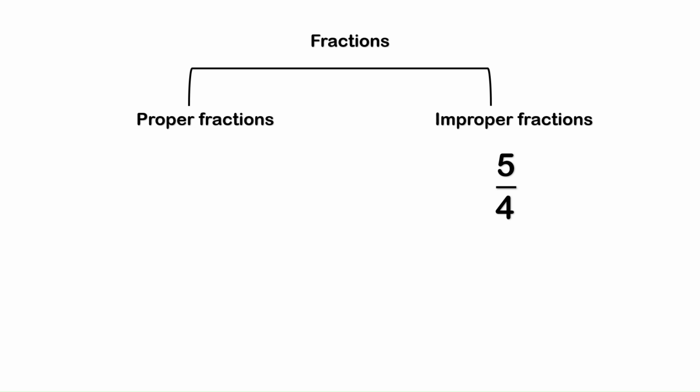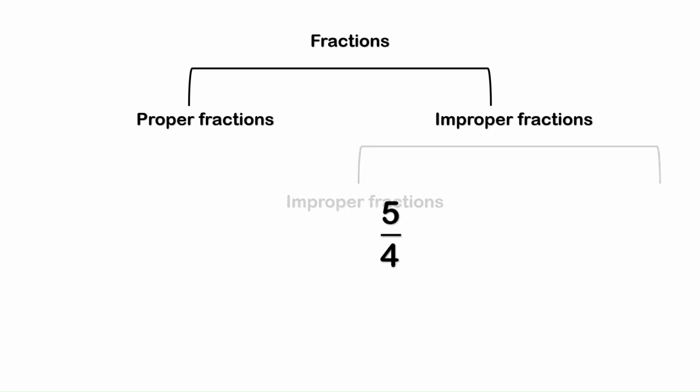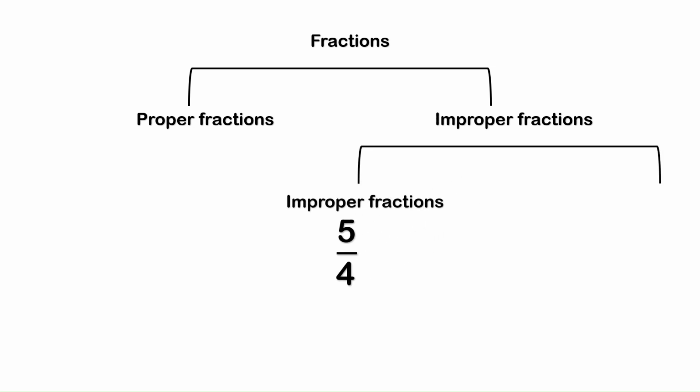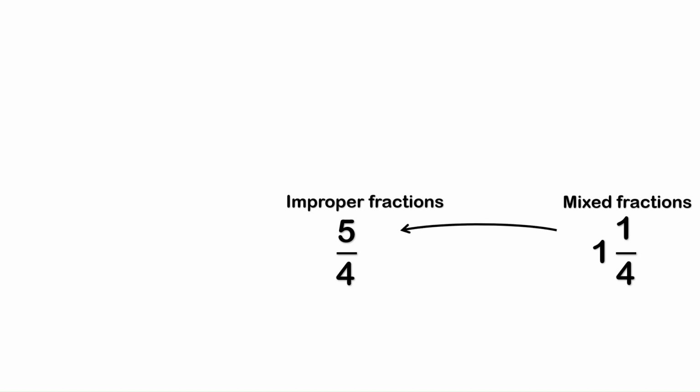We also learned that an improper fraction can be written in two ways, as an improper fraction such as 5 upon 4 and as a mixed fraction such as 1 and 1 upon 4. As these are two different ways of writing the same fraction, we can convert a mixed fraction to an improper fraction and an improper one to a mixed fraction. In this lesson, we are going to learn how to convert a mixed fraction to an improper fraction.